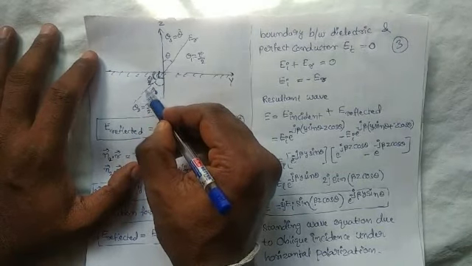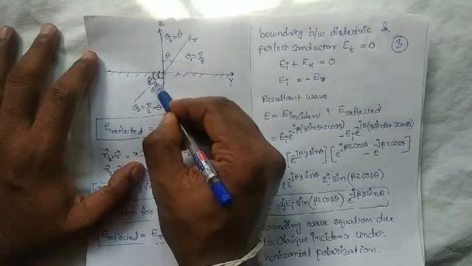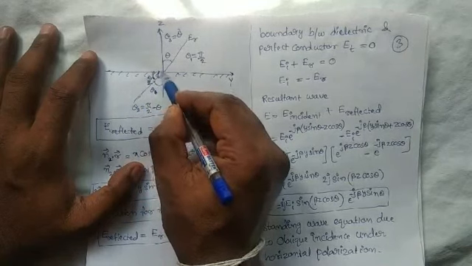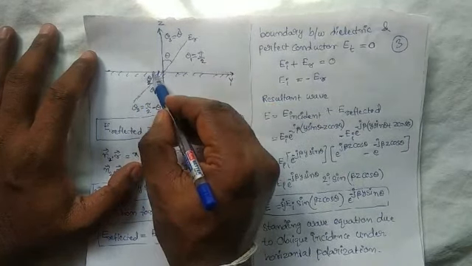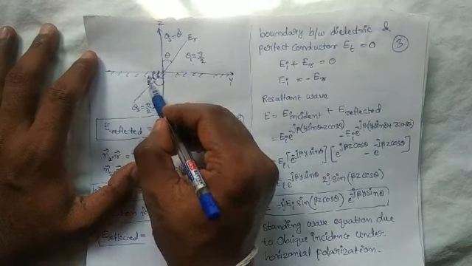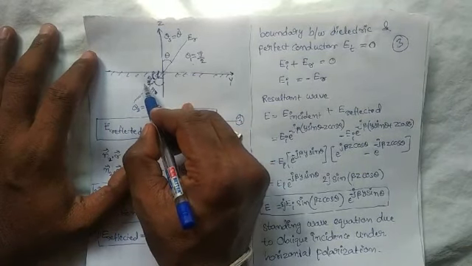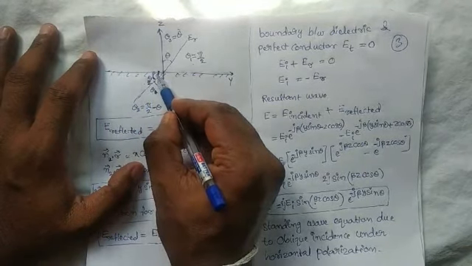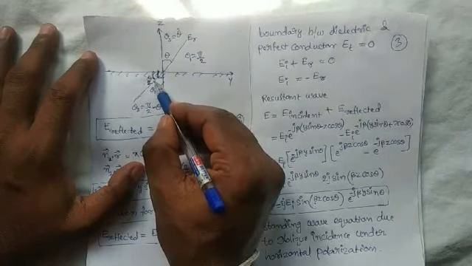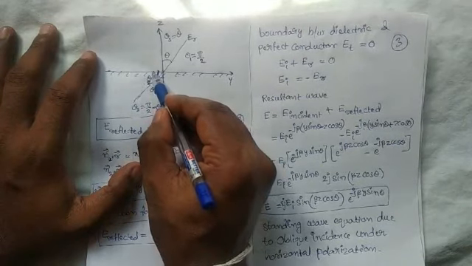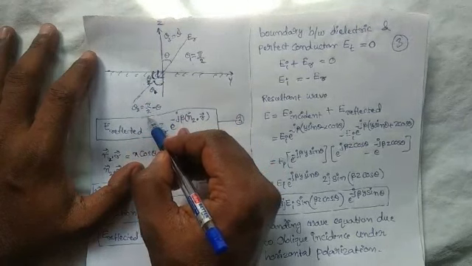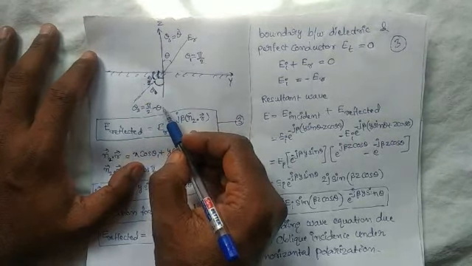Here this is the reflected wave. This reflected wave makes an angle theta 2 with the y-axis. Here this theta 2 is equal to what? Pi by 2 minus this angle gives this angle. Theta 2 is equal to pi by 2 minus theta.